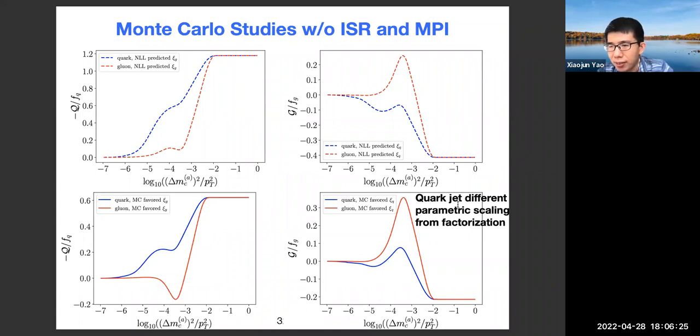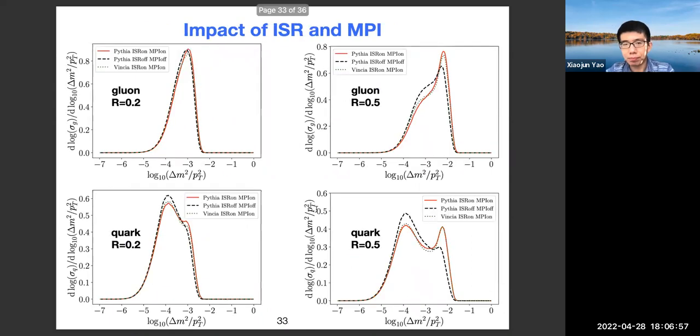And that just means the quark jet distribution in PYTHIA has a different parametric scaling from the factorization. The gluon distribution has the same parametric scaling as in the factorization formula. That's why we can make the gluon contribution vanish here using our construction. But the quark distribution has a different parametric scaling. That is why we cannot make it work here. And that just indicates some problems in PYTHIA, which need to be further studied in the future.